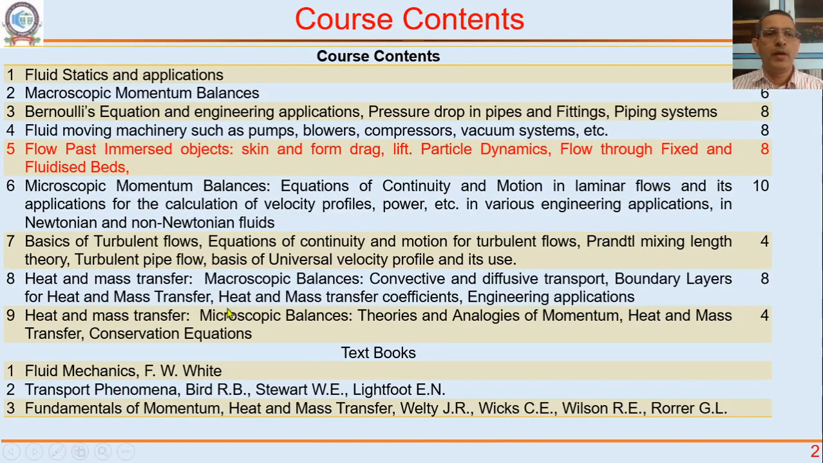So here we are with respect to our course. We are on topic number 5, flow past immersed object. Sometimes it's called external flows because the flow of fluid is outside the object, not inside the object like a pipe. So these are called internal flows. These are called external flows. And we are going to look at different things in that one by one.